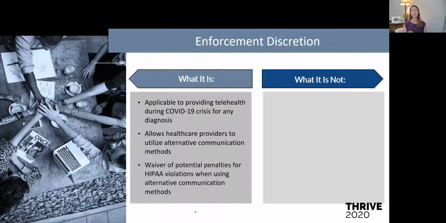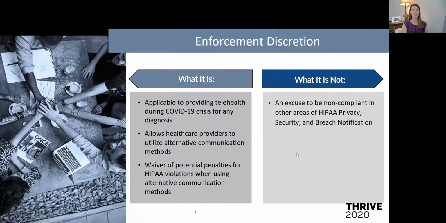And then it also waives any penalties. I really want to talk about this aspect because if you have a situation where there is a potential breach of information during a telehealth visit or by offering telehealth, the Office for Civil Rights is not going to issue penalties for that, but that doesn't mean that they won't investigate the situation. So for now, enforcement discretion means that you're not going to have a penalty for that, but going forward, there could be penalties. And so that's what I want to help you with.